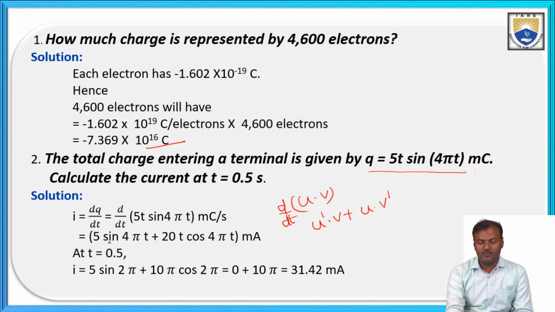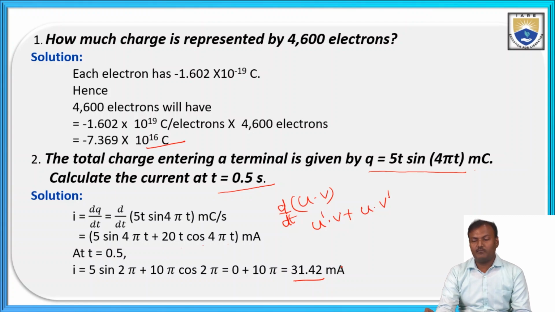So it is 5 sine of 4 pi t plus 20 pi t cos of 4 pi t milliamperes, and we need to calculate the current at time t is equal to 0.5 seconds. Substituting t is equal to 0.5 seconds, we get the current as 31.42 milliamperes.